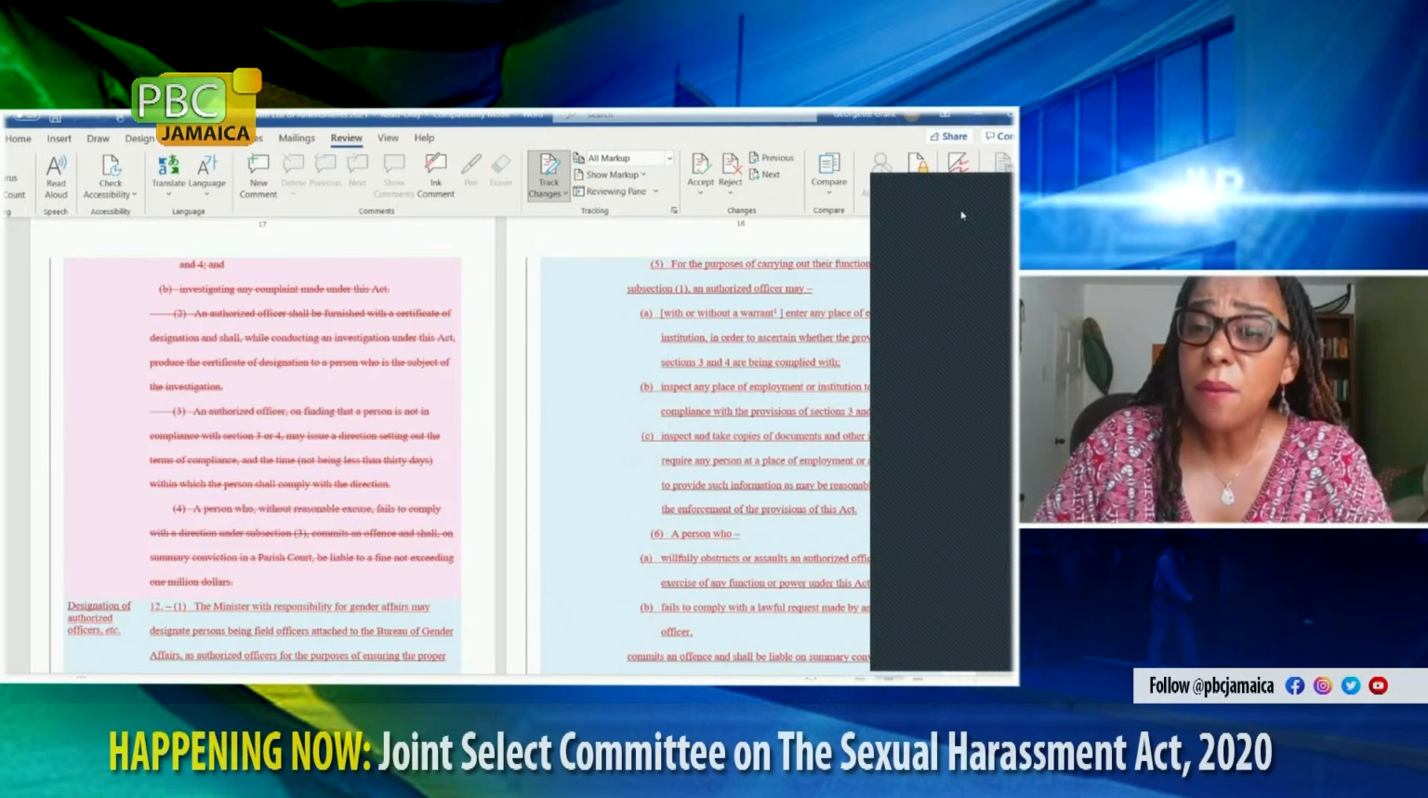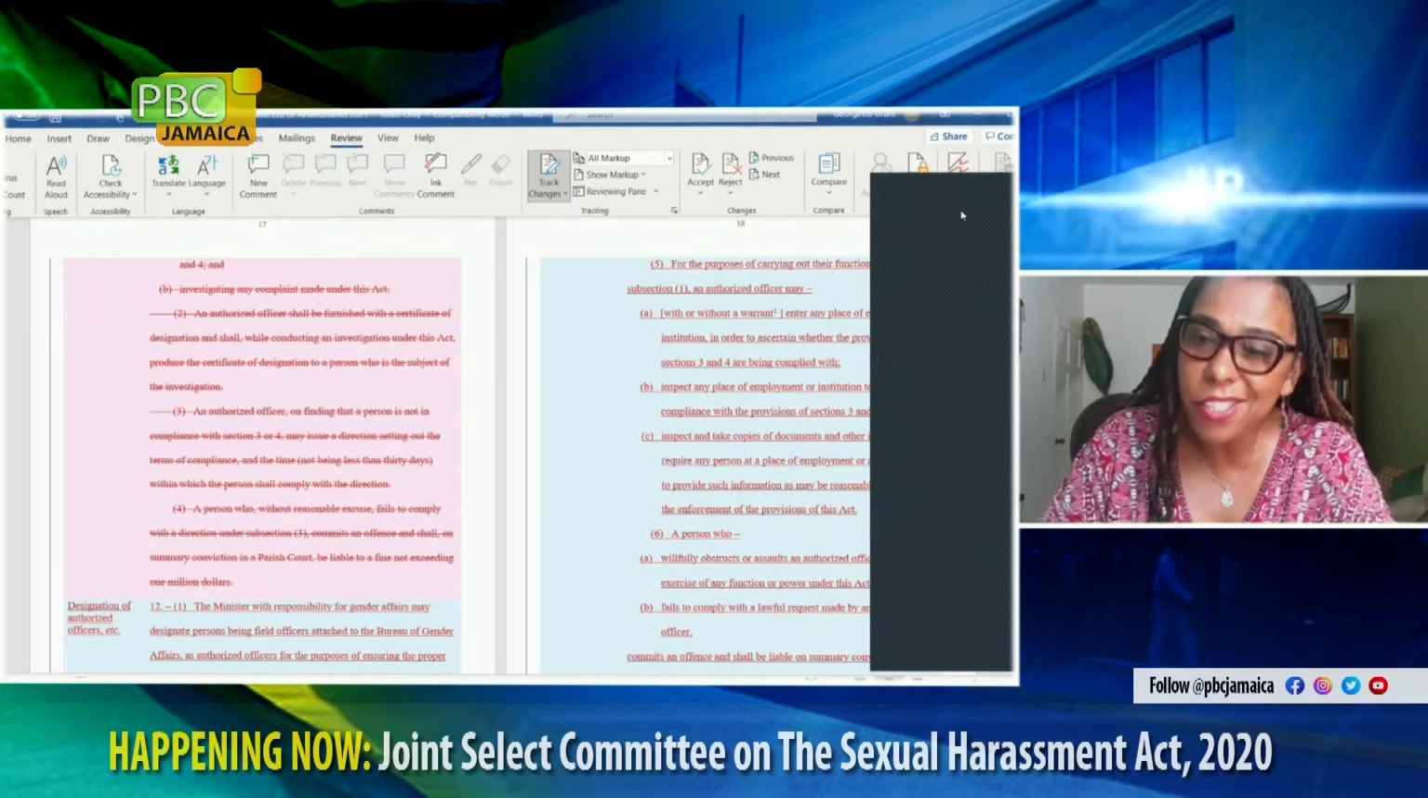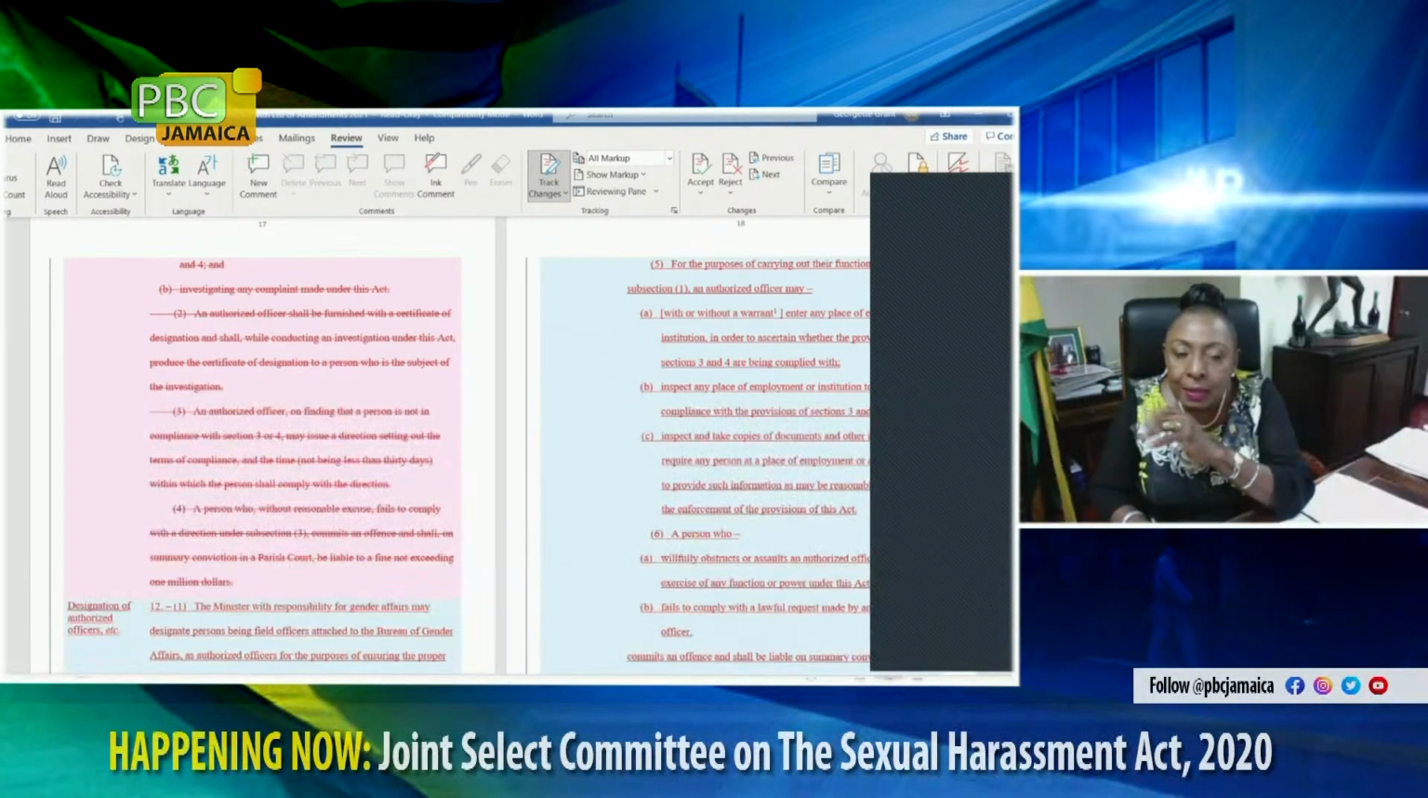Absolutely, Minister. And that's not what I'm saying. What I'm saying is it's written here in the Act that the officers have to be attached to the Bureau of Gender Affairs. I think you need to recognize, member, this is a specialized area. This is a new piece of legislation. People are going to have to be specially trained, etc.